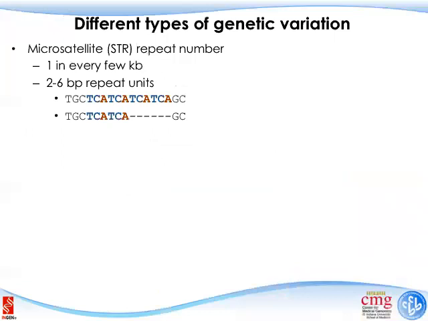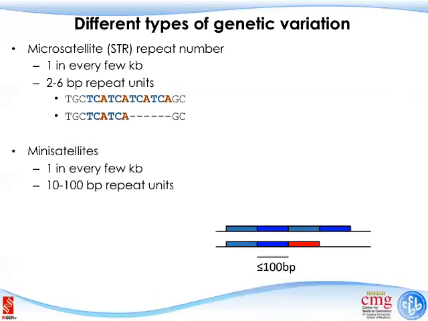If we increase the magnitude a little bit, there are microsatellites. The definition is 2 to 6 base pair repeat units, like TCA, TCA, TCA, TCA, for many, many nucleotides. This is called a microsatellite. Further up, there are minisatellites, which means the repeat units become bigger, 10 to 100 bases, but they occur again and again. Those are called minisatellites.